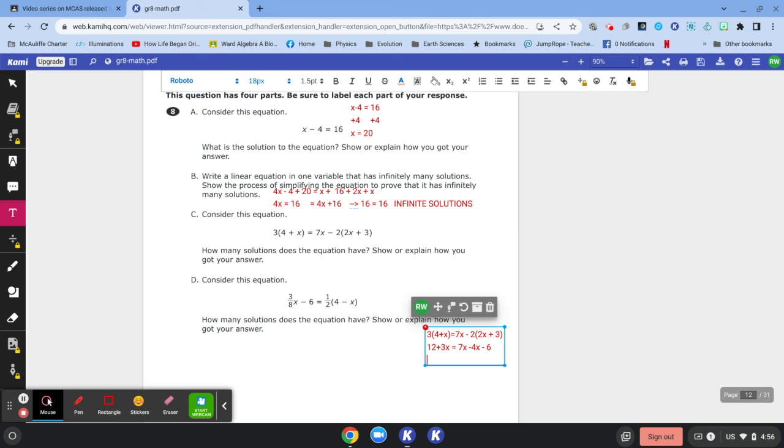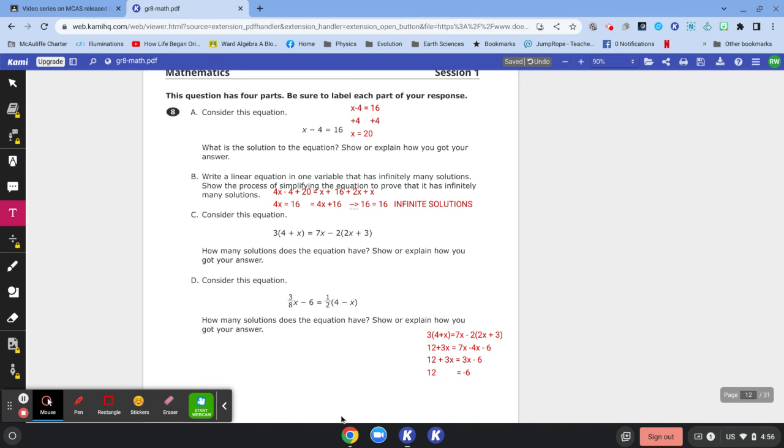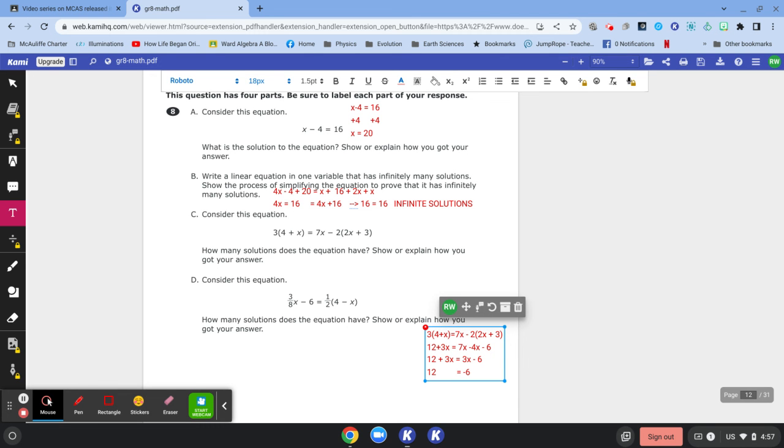And then I'm going to go one more step, and I've got 12 plus 3x equals, and 7x minus 4x is 3x minus 6. And if I subtract 3x from both sides, I get 12 equals negative 6. And 12 equals negative 6 is nonsense. I have no variables. I have no solutions. Okay, and that's the answer to that one. So I have no solutions for that one right there.